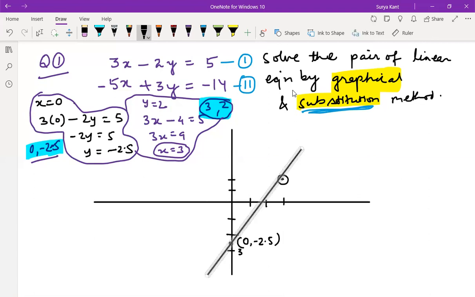So here you have to match like this. This is the line for what? This is the line for 3x minus 2y is equal to 5. So till here, anyone having a doubt, just let me know, children.